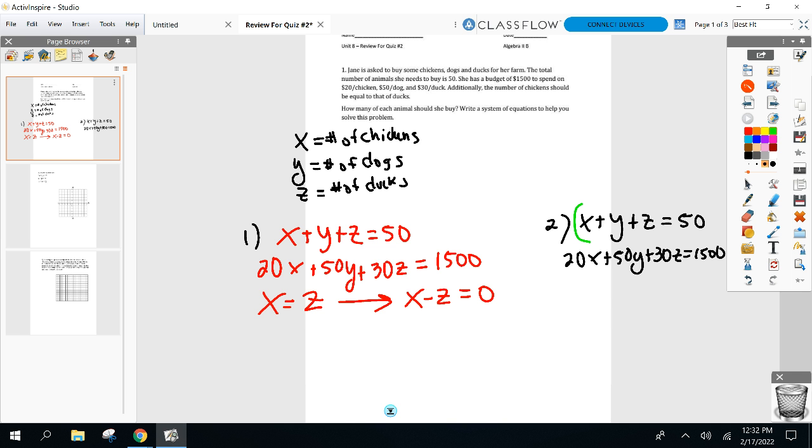What do you got? Anybody, what do you want to multiply this top one by to get rid of the y's? I do the y because this one's already got y eliminated, so less work I have to do. Negative 50. Here we go. Distribute all the way across. Negative 50x minus 50y minus 50z. Please go all the way across. Negative 50 times 50, negative 2,500.